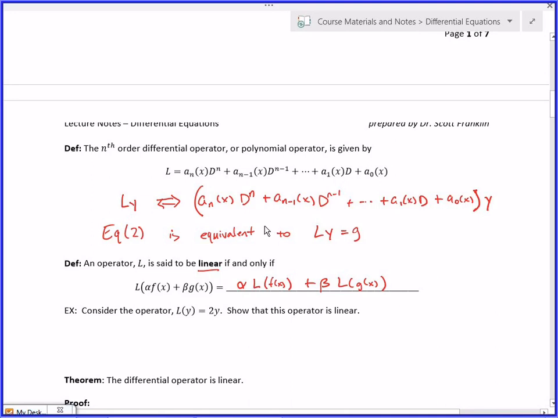Essentially, an operator, L, doesn't have to be a differential operator. Any kind of operator on a function is said to be linear if it has this property. It's actually two properties in one. It says L of alpha times f is alpha L of f, and L of f plus g is L of f plus L of g. These two properties together are equivalent to this one property by itself.